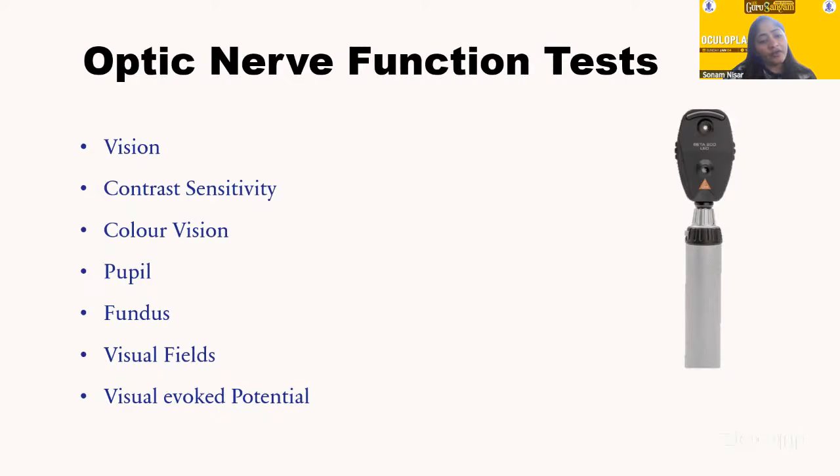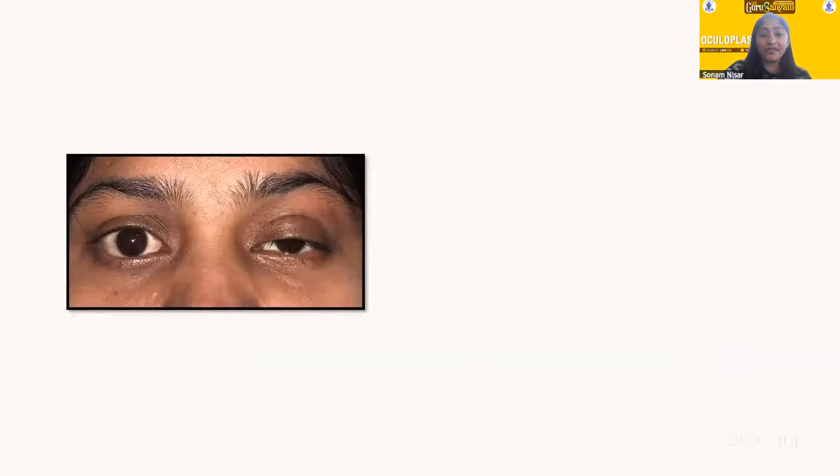Then evaluation of the fundus in order to look for any compressive neuropathy, any optociliary shunts in the case of meningiomas. Very important is also to do visual fields. We generally do a 30-2 HVF, that is Humphrey's visual field, in order to look for any changes there. And when in doubt, you can also do a VEP to look for any optic nerve compressive changes.